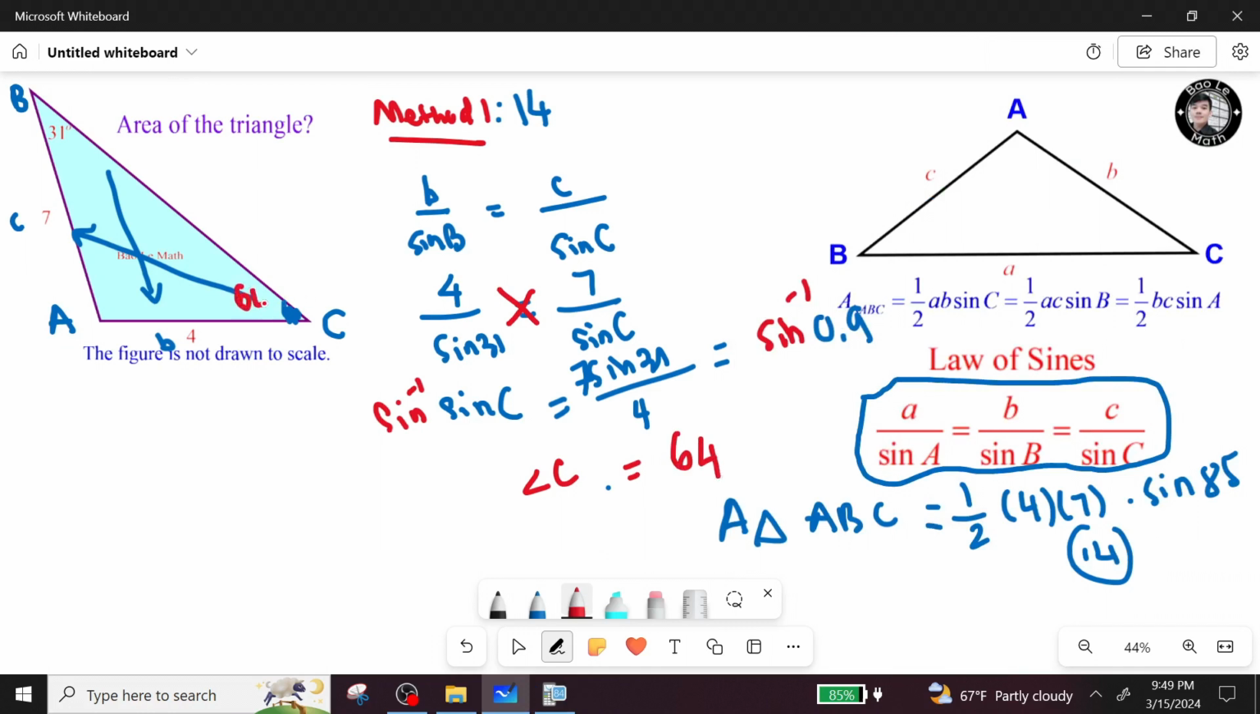So this is 64, this is 31. If you add them up and subtract from 180, using the triangle sum theorem, angle A should be 85. And then we use the same formula right here, and the answer should be 14. So method 2 got 14. Method 1 got 14. We're done.